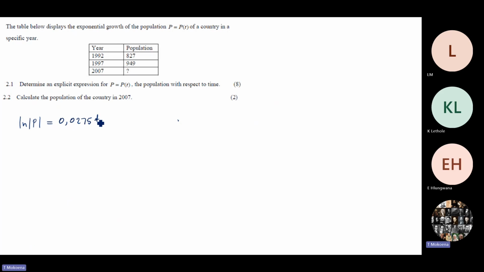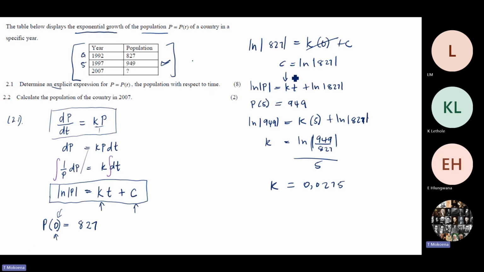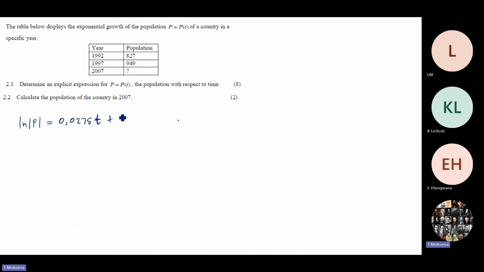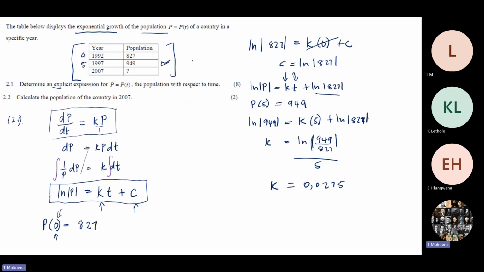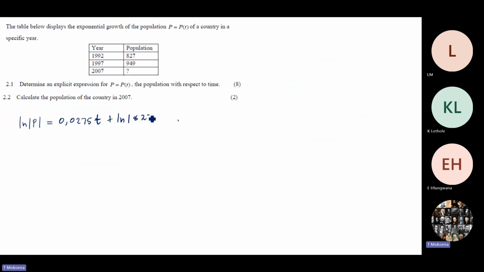Here we have t. We go back here. There we have t. And then plus ln of 8 to 7. Confirm 8 what? 27. And therefore, this is the answer. So basically, this is the final answer.